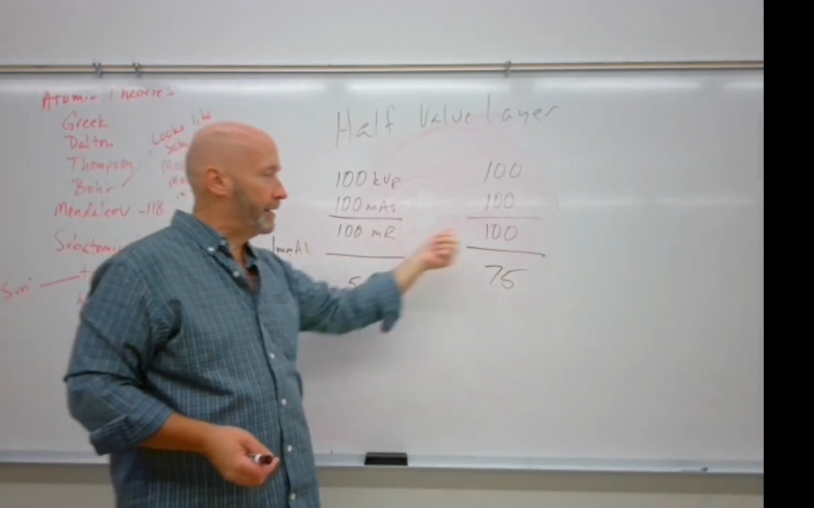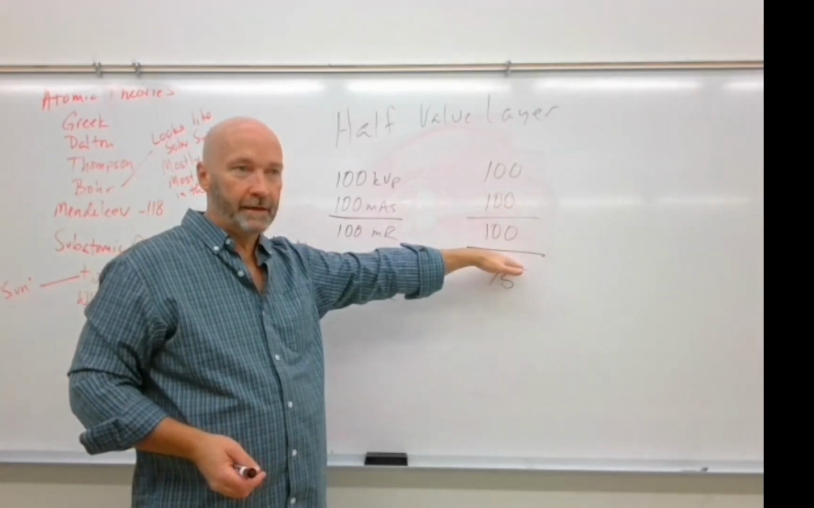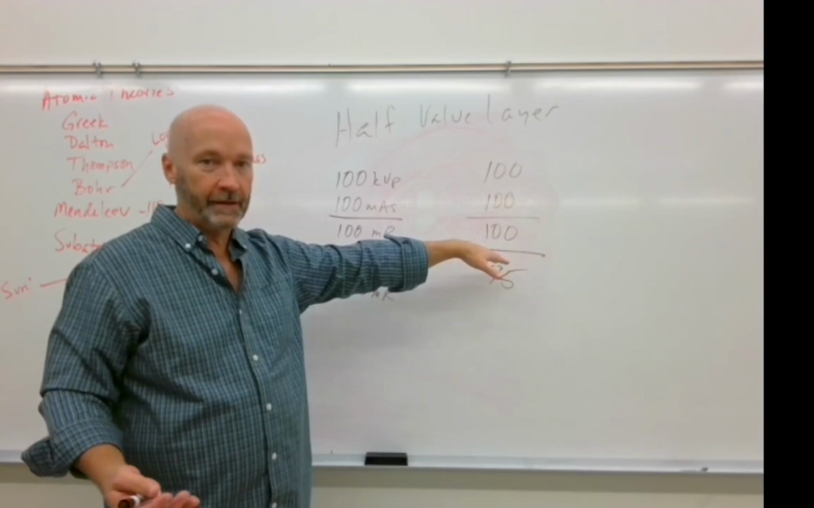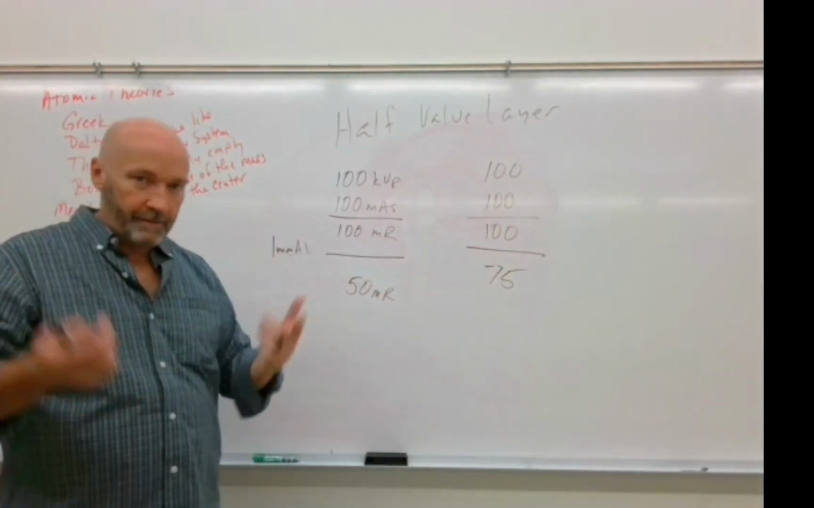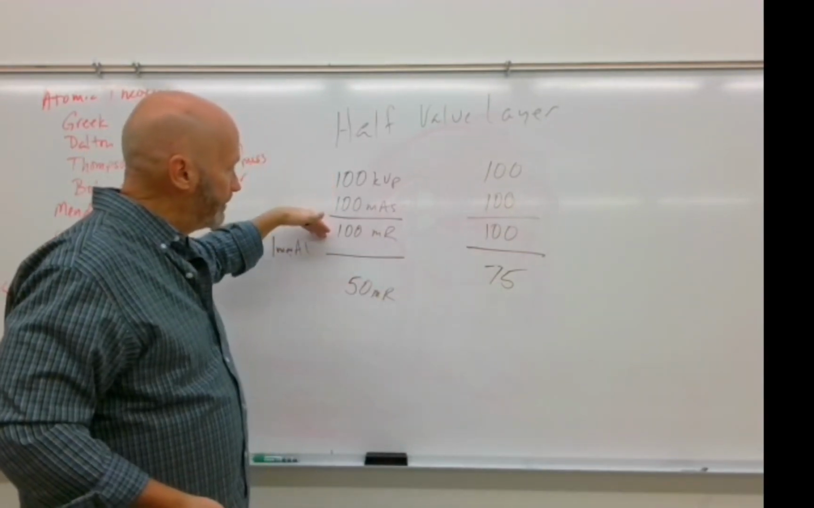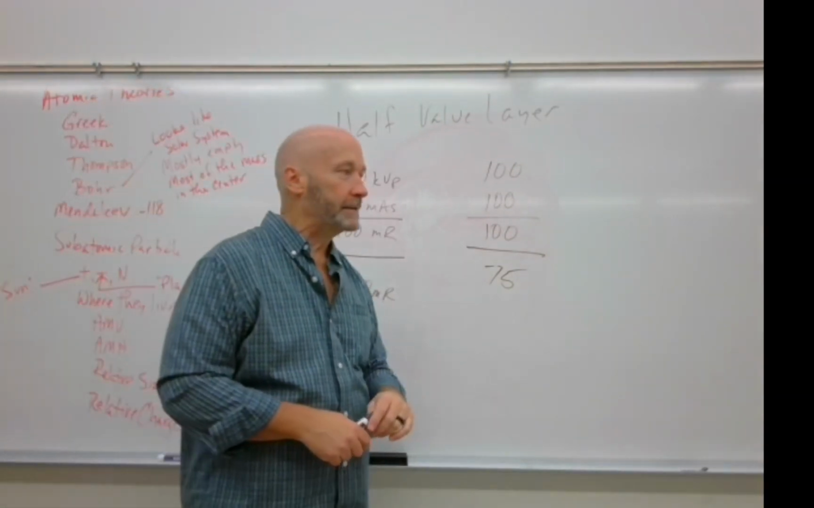So we can compare these two rooms and say this has a better X-ray, a harder X-ray, a better filtered X-ray beam than this one does. So you might be thinking, well, how can that be possible when you've got 100 kVp, 100 mAs giving you 100 MR? And the answer is this.